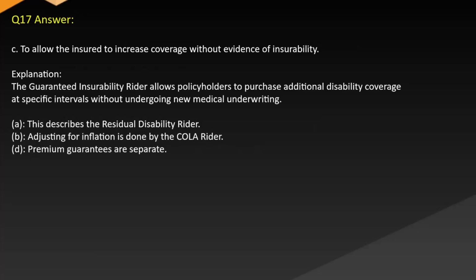Answer C. To allow the insured to increase coverage without evidence of insurability. Explanation: the guaranteed insurability rider allows policyholders to purchase additional disability coverage at specific intervals without undergoing new medical underwriting. A. This describes the residual disability rider. B. Adjusting for inflation is done by the COLA rider. D. Premium guarantees are separate.